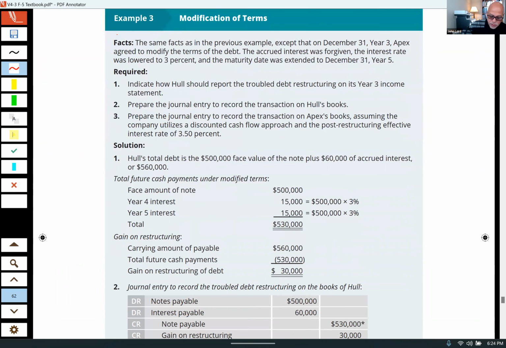Now let's look at the modification of terms situation. In this example, we have a situation. Let's read the facts. On December 31st, Apex agreed to modify the terms. The accrued interest was forgiven, the interest rate was lowered to 3%, and the maturity date was extended to December 31st, year 5.